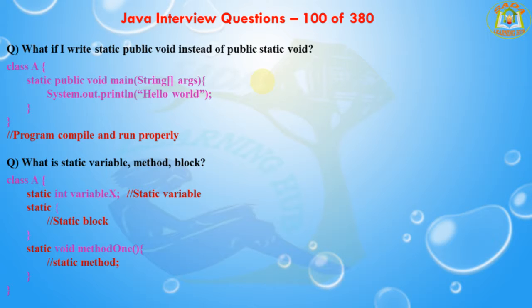A static method belongs to the class rather than the object of that class. A static method can be invoked without the need of creating an instance of a class. Static methods can access static data members and can change the value of it.